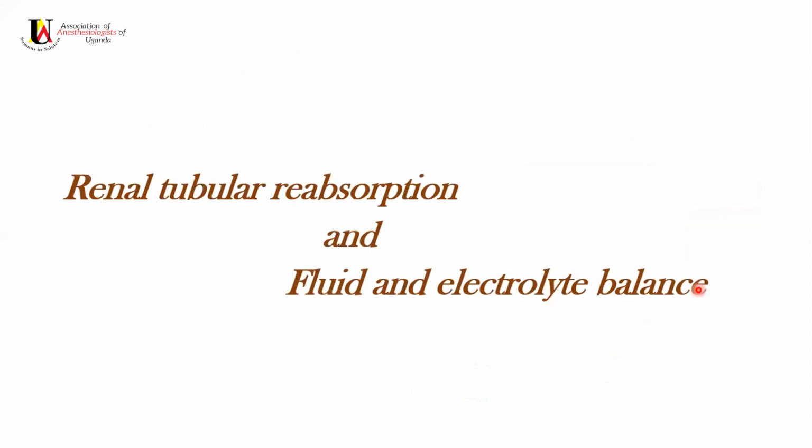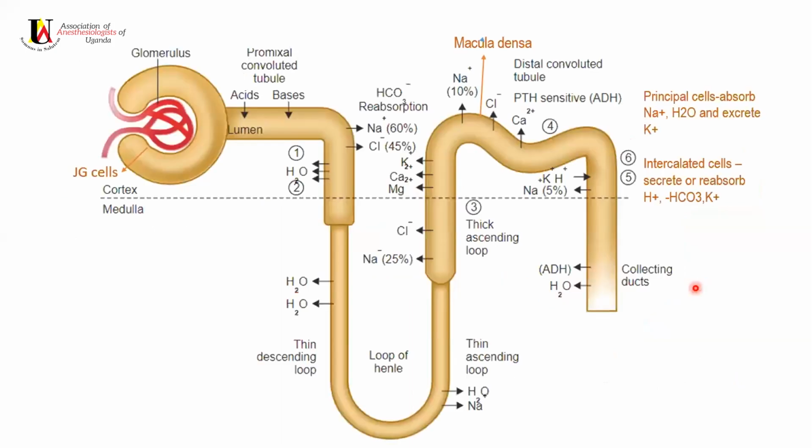We look at the renal tubular reabsorption and then fluid and electrolyte imbalance. I'm going to be using this diagram. As I've said earlier, a number of substances are filtered: the electrolytes, water, glucose. And we have tubular secretion, like the amino acids and the bases and the acids, like hydrogen ions, which are secreted into the tubular lumen.